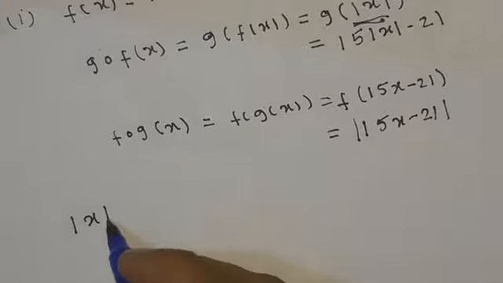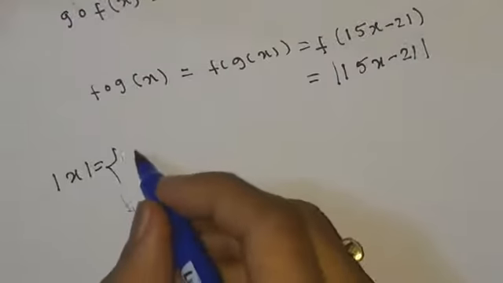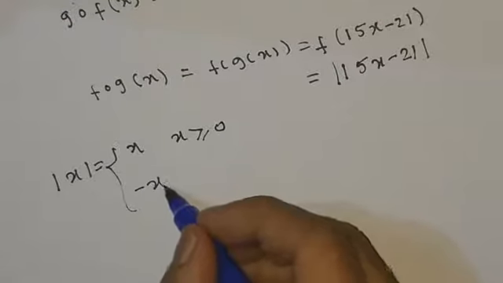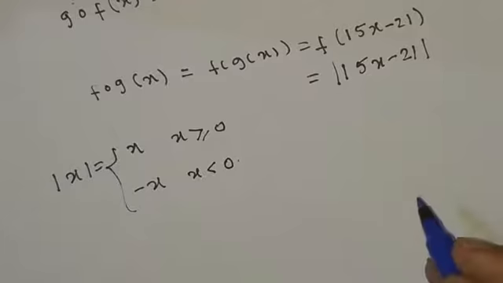Okay. Now let us find out what this is. So modulus of x, you know, by the definition is x when x is greater than or equal to 0, and minus x if x is less than 0. Okay.